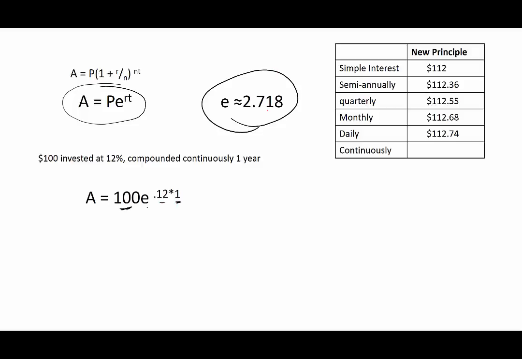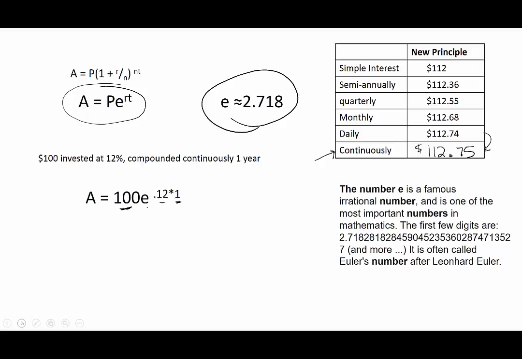E is 2.718, which is rounded, but it's better if you use the E button on your calculator. Plug that into your calculator and see what you get. You should get $112.75. We can see that compounding it continuously is just a little bit more than compounding it daily. In nature, this is the type of compounding that you see.